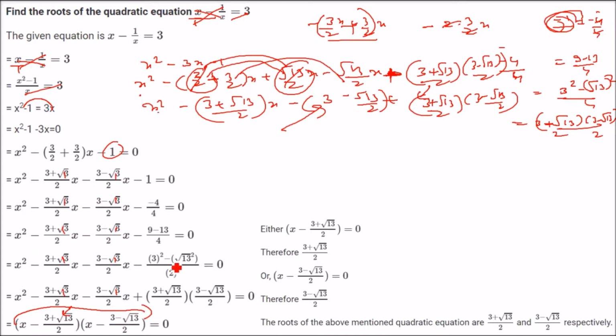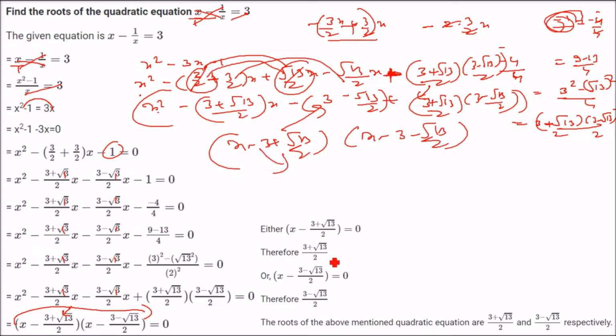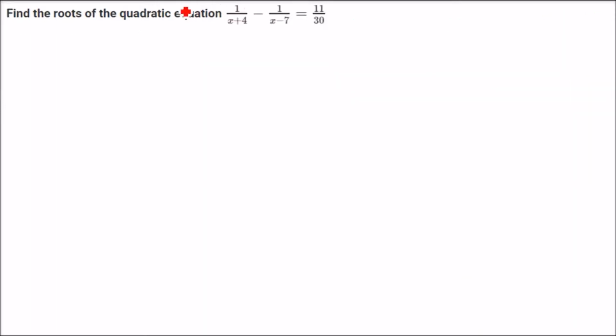So this whole I can write as x minus 3 plus root 13 by 2 and x minus 3 minus root 13 by 2. When you put this equal to 0, you get x equal to 3 plus root 13 by 2. When you put this equal to 0, x is equal to 3 minus root 13 by 2. So these are the two solutions, or roots, of this quadratic equation. Now find the roots of this quadratic equation.